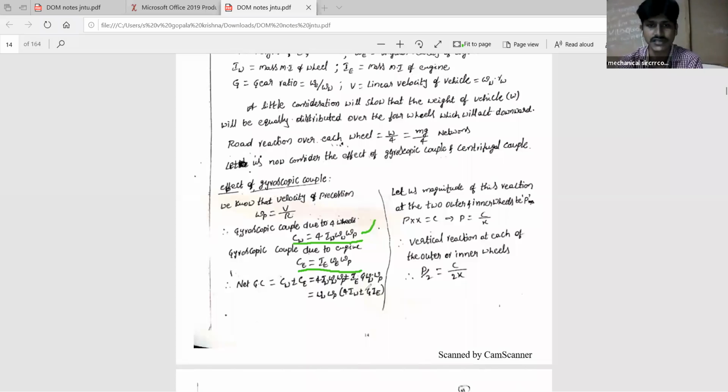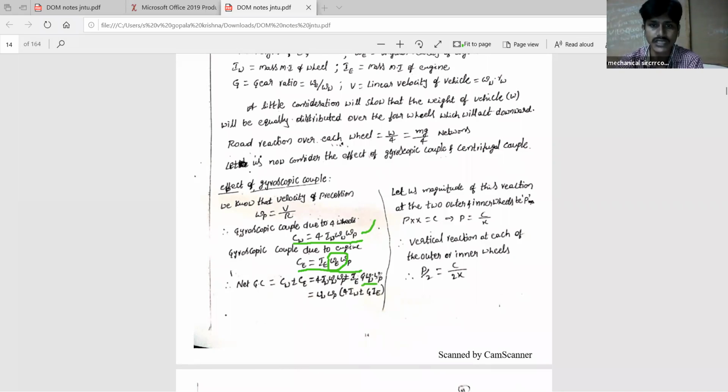When we write that, the common terms are taken out from the entire equation. Observe: 4 into I suffix w, omega suffix w, omega suffix p, written similarly to the above one. And in the next term, I suffix e into omega suffix e, the omega suffix e is replaced with a term. Which term is replaced? The gear ratio, G equals omega suffix e by omega suffix w. So omega suffix e means G into omega suffix w, and that is replaced here. Omega p will be the same.